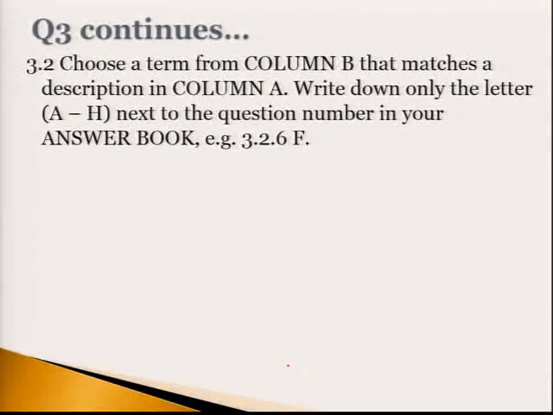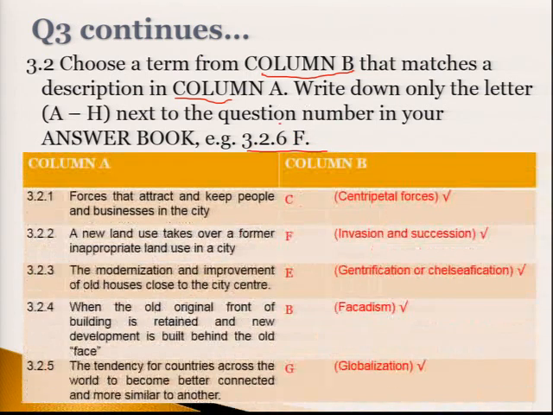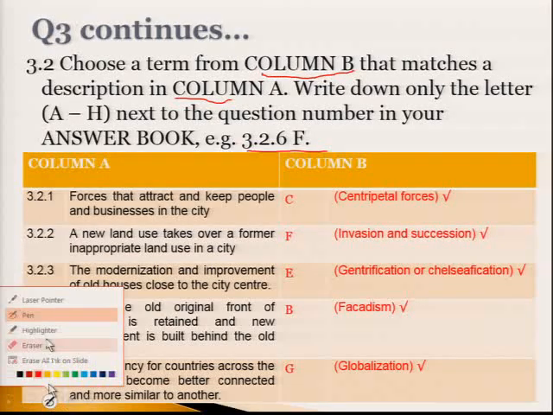And then question 3 continues. Choose a term from column A to column B that matches. E.g., our learners should write 3.2.6 and give you the letter. But remember what we said with it. We said you can also give them credit even if they gave you the explanation of it.